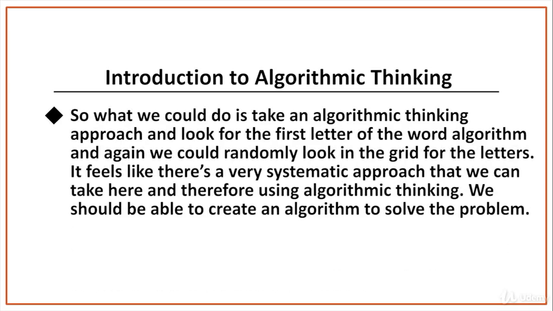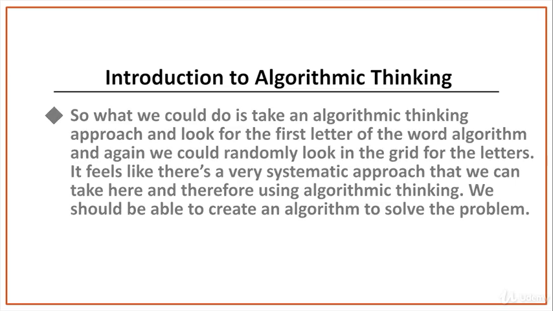So what we could do is to take an algorithmic thinking approach and look for the first letter of the word algorithm, and again we could randomly look in the grid of letters. It feels like there's a very systematic approach that we can take here, and therefore using algorithmic thinking, we should be able to create an algorithm to solve the problem.